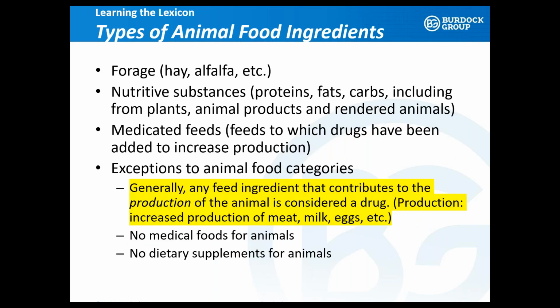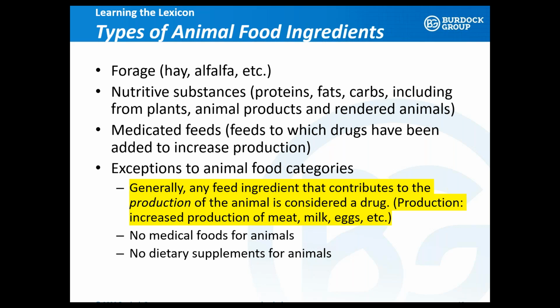Okay, moving on, forage. These are a little bit more specific. So that means hay, alfalfa, your standard pasture or grazing animal food. Nutritive substances, things like proteins, fats, carbs, macronutrients, things that you would put within pet food. And medicated feeds, as well as a few other categories near the bottom. But as I reiterate again, there are no medical foods, no dietary supplements for animals.